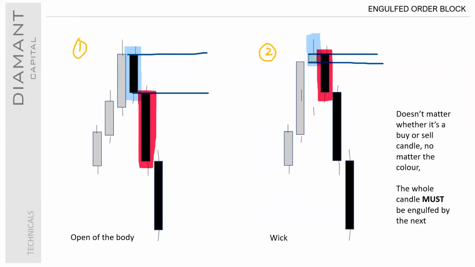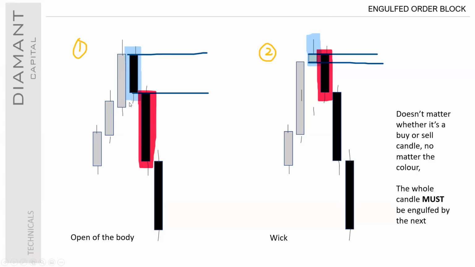But essentially, it's what I like to call the engulfed order block, because pretty much what happens is the last up move before the down move. So let's just say we're in a downtrend. It's the last up move before the down move. However, this order block has to be engulfed by the next one. What that means is the whole body has to be covered by the next one, at least in the down direction. So as you can see, let's look at example 1.